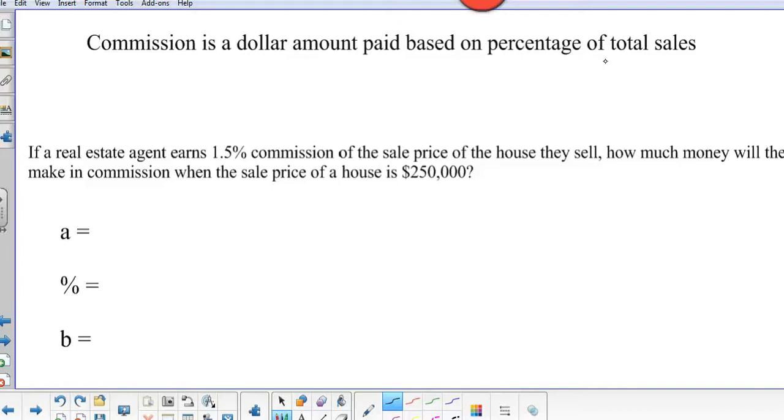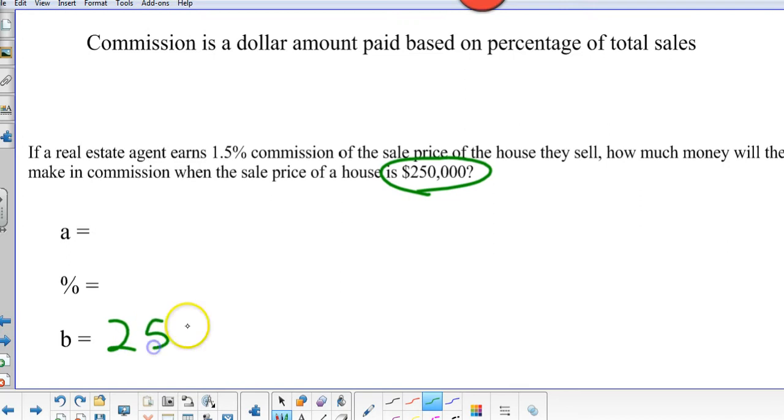In this case, the total sale price would be the base. The amount would be the amount of commission that I get, and the percentage would be whatever the commission percentage is. So if we take this example, a real estate agent earns 1.5% commission on the sale price of the house they sell. How much money will they make in commission when the sale price is $250,000? So $250,000 is not their commission. $250,000 is how much the house is sold for.